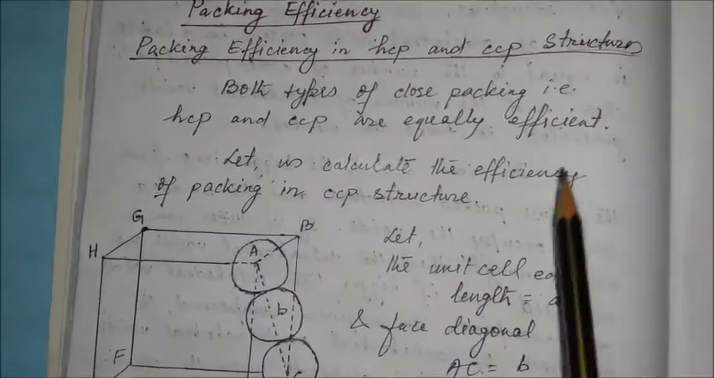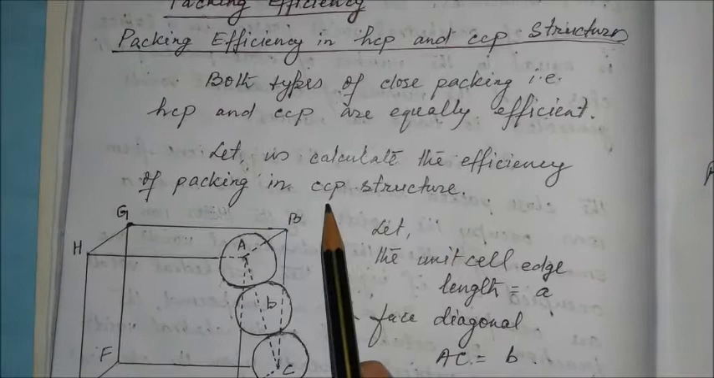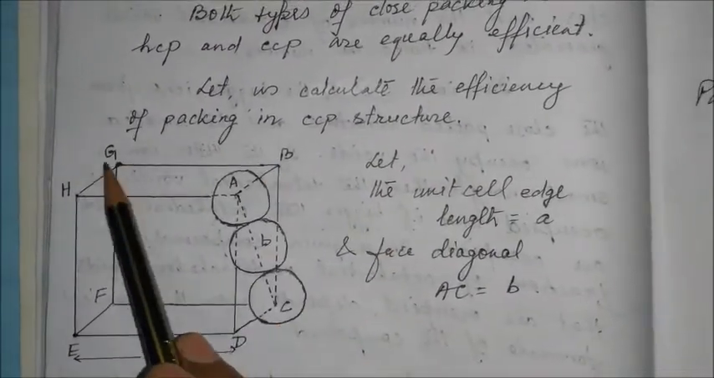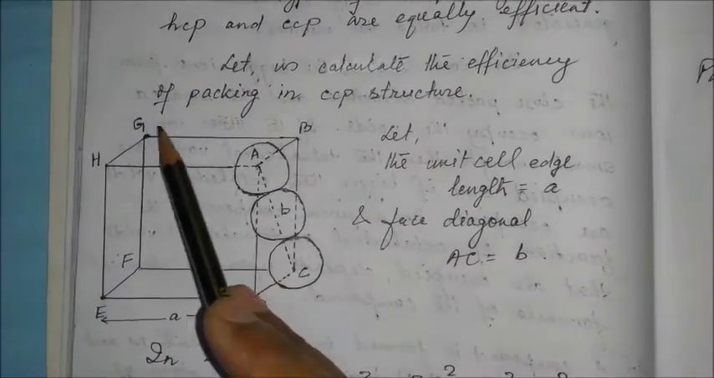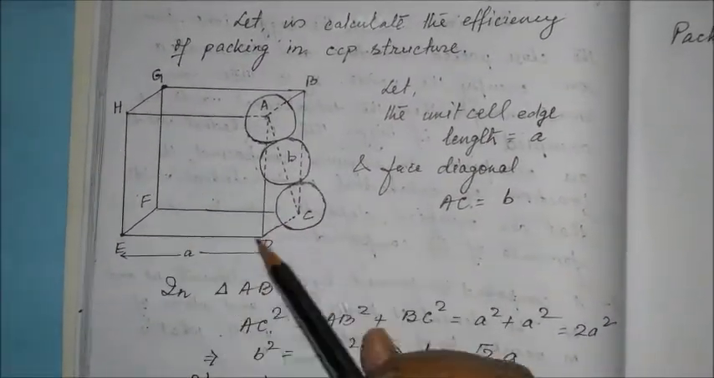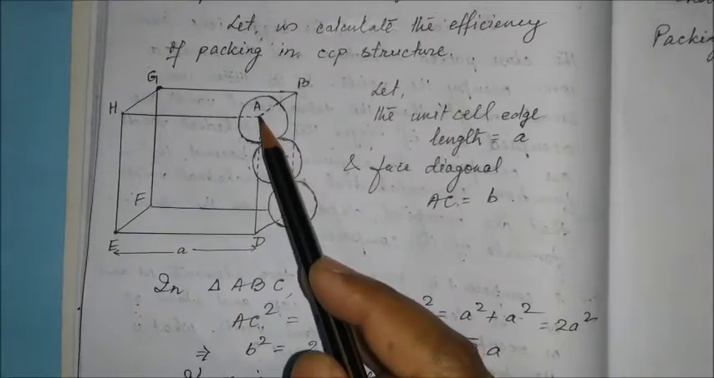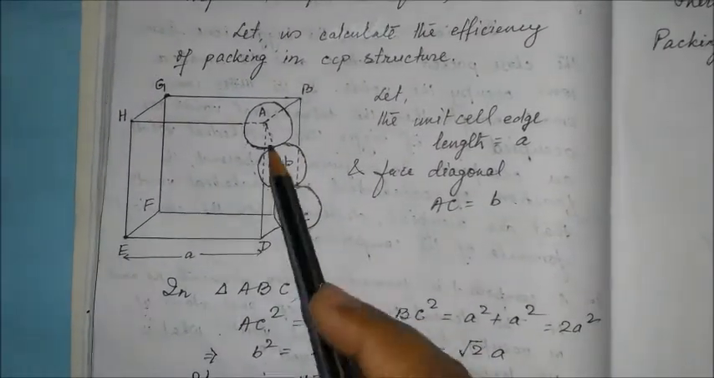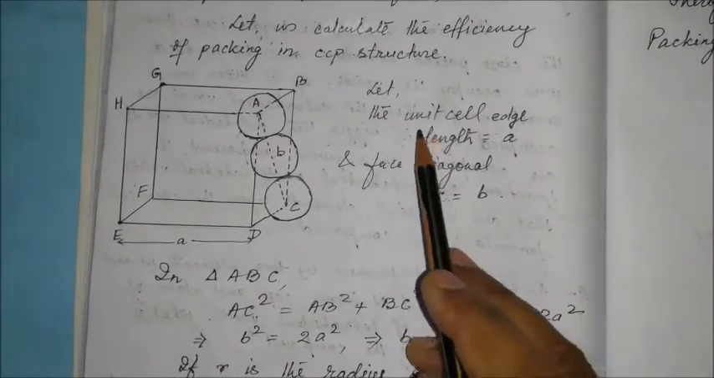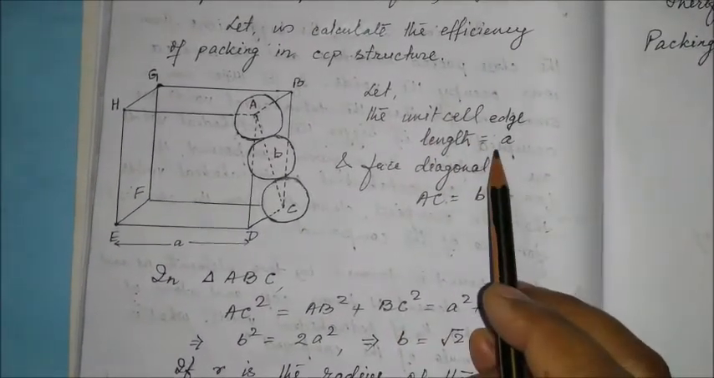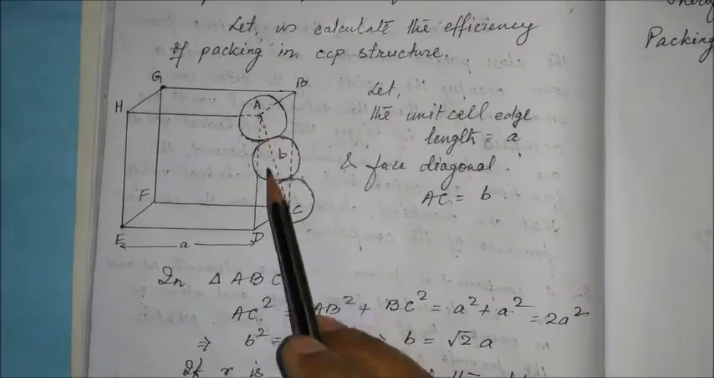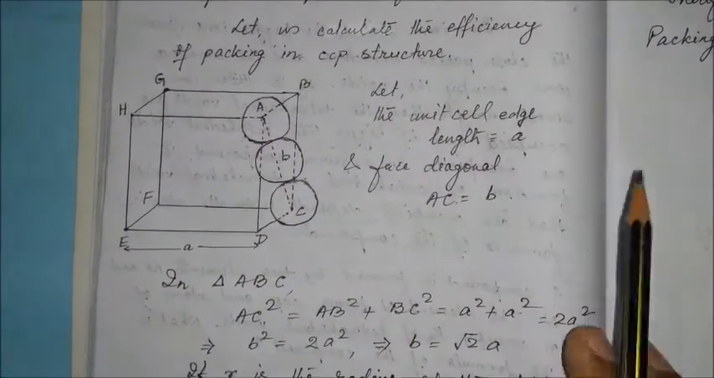Now let us calculate the efficiency of packing in CCP structure. For this, let us consider this figure. It is the unit cell, and it is the cubic unit cell, and it represents the face centered cubic unit cell. And let the unit cell edge length be equal to a, and face diagonal AC be equal to b.